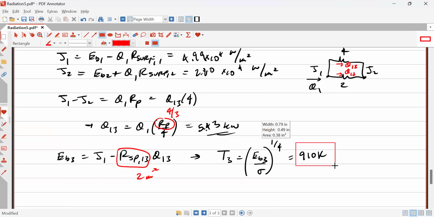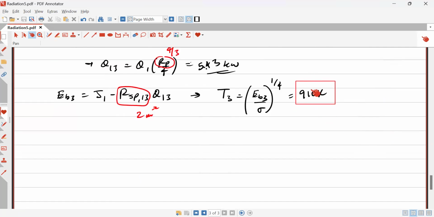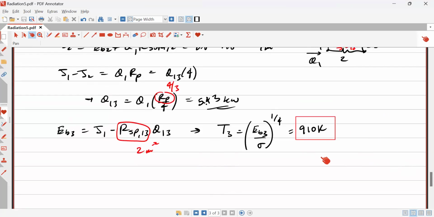The thing that tipped me off was that I was looking at my answer and it was actually above the value of T1 of 1,000 Kelvin. So I knew something was wrong. I went back and checked my math and I was able to find the error. So that's essentially how I use a re-radiating surface.